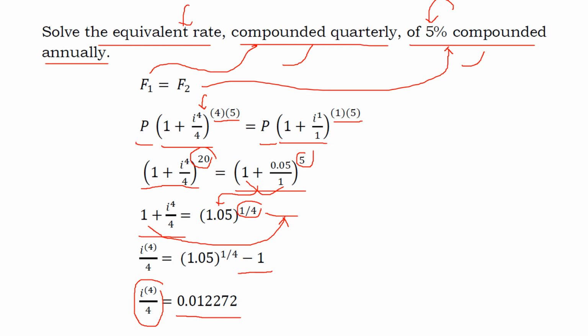So if we simplify, your i raised to 4 over 4 is now equal to 0.012272. So that's the reason why we come up with this 0.012272. We just simply apply your law of exponent. Then we apply the basic concept in mathematics, which is your transposition, so it's a combination of transposition and the law of exponent, and how we arrive on this i raised to 4 over 4, which is now equal to 0.012272.